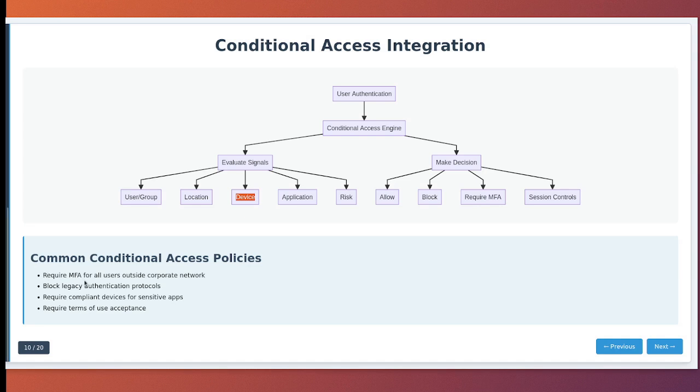Your application needs to handle claims challenges. When a conditional access policy requires additional verification, Entra ID returns a claims challenge to your application. You must pass this back to the authorization endpoint, which triggers the required action. Like MFA, after the user completes the challenge, they're redirected back with a new authorization code.